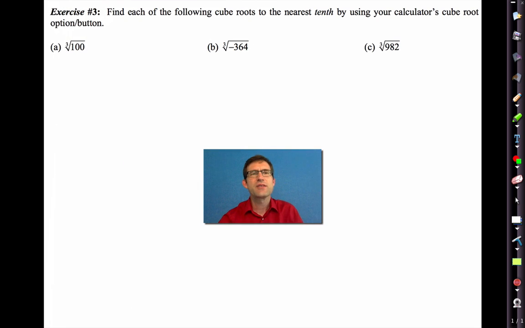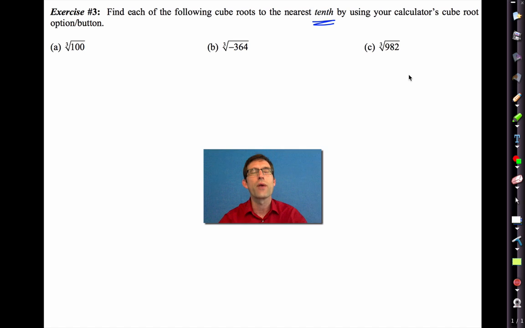So, exercise 3, find each of the following cubed roots to the nearest tenth by using your calculator's cubed root option/button. Okay, none of these three numbers, the 100, the -364, and the 982, are actually perfect cubes. So it would be tough to do these by guess and check. We could do it, but we'd have to keep guessing and checking.